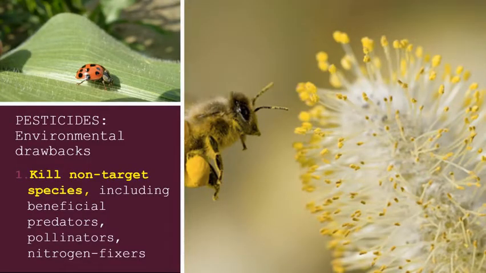So the drawbacks, of course, for pesticides is that they're likely to kill non-target species. And the ones we're mostly worried about, of course, are beneficial predators, pollinators, any sort of nitrogen fixers, anything that supports ecosystem services, anything that helps support nutrient cycling. It's hard for there not to be collateral damage if you're killing non-target species.